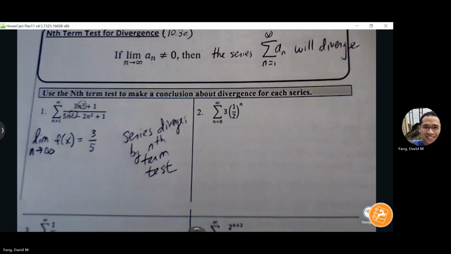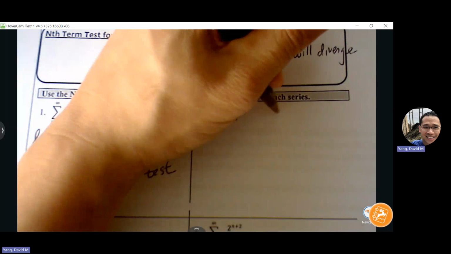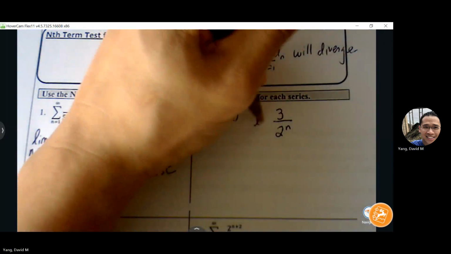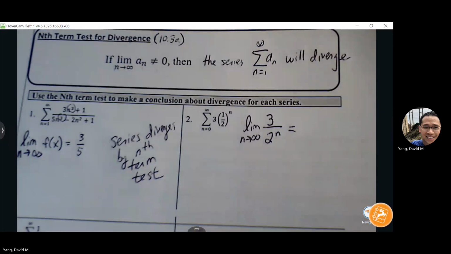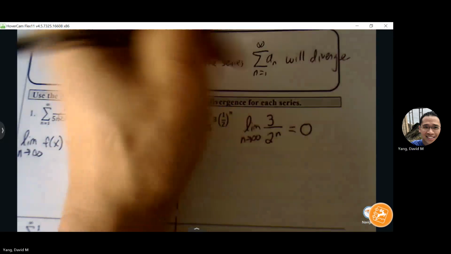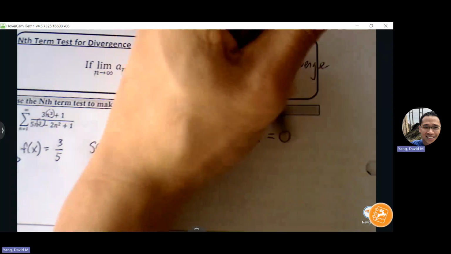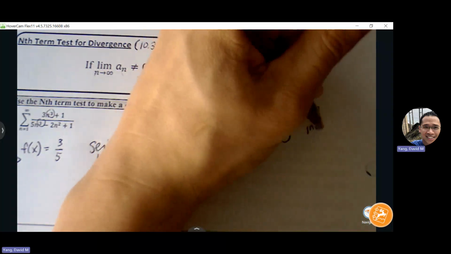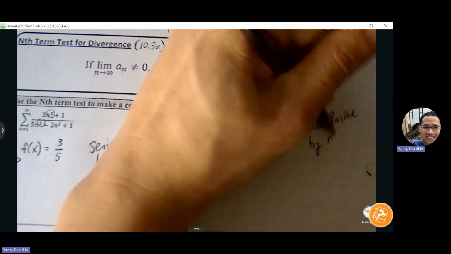Okay, number 2, use the nth term test. So another way to write this is (3/2)^n. What can we say about the rule of sequence here? It is approaching 0, right? So by the nth term test, we would say it could converge, but this is inconclusive by the nth term test.